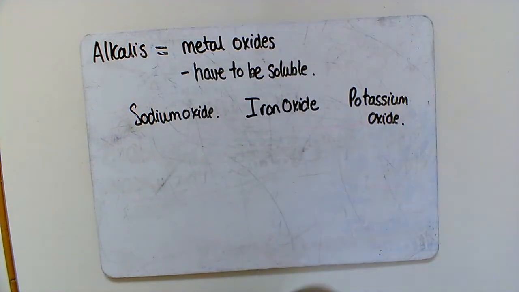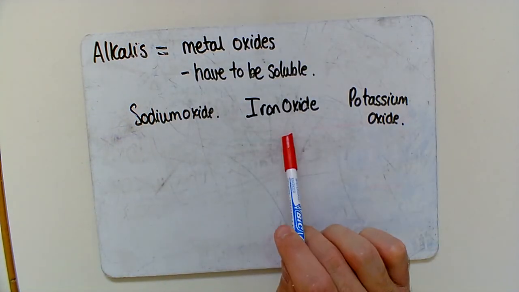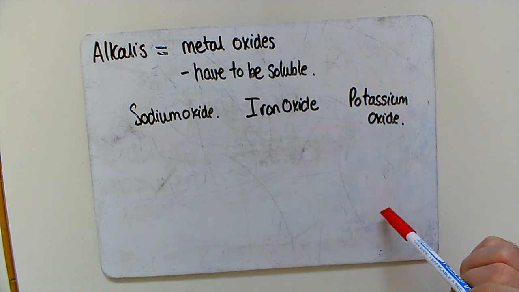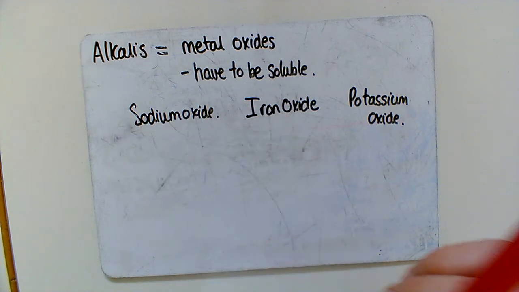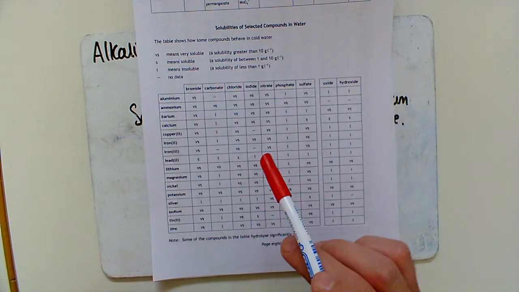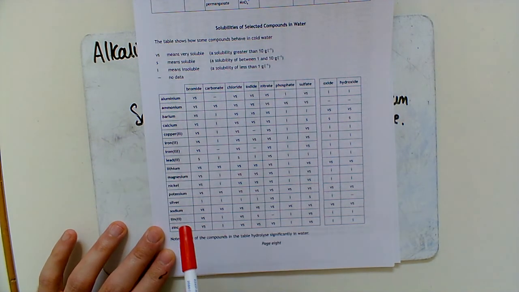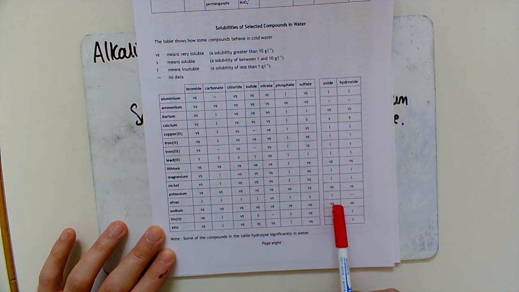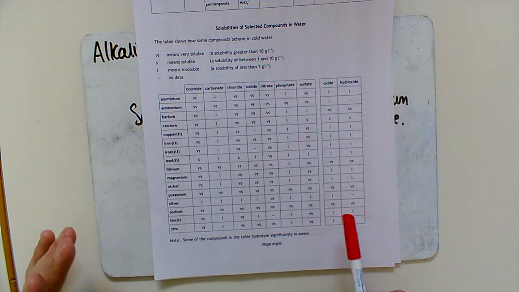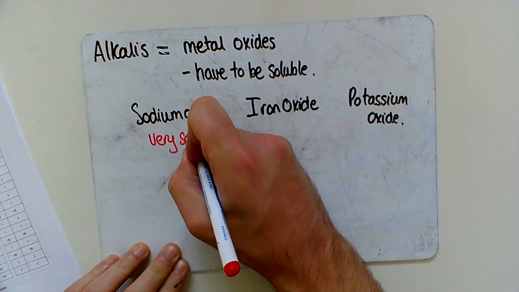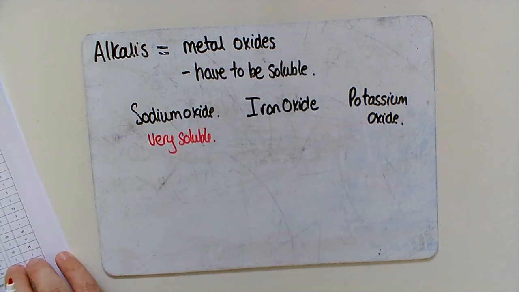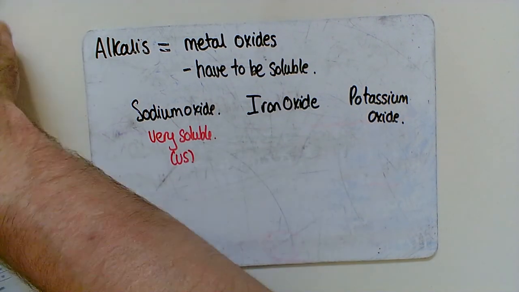So, looking at the examples we have here, we have sodium oxide, iron oxide, potassium oxide. And we're going to see, is it soluble? And then we'll work out, is it alkali? So the first one was sodium. Now this list is in alphabetical order, so sodium's near the bottom. We've got sodium, and we're looking across here, and it has the letters VS, which means it's very soluble. So sodium, very soluble. That's VS on that table.